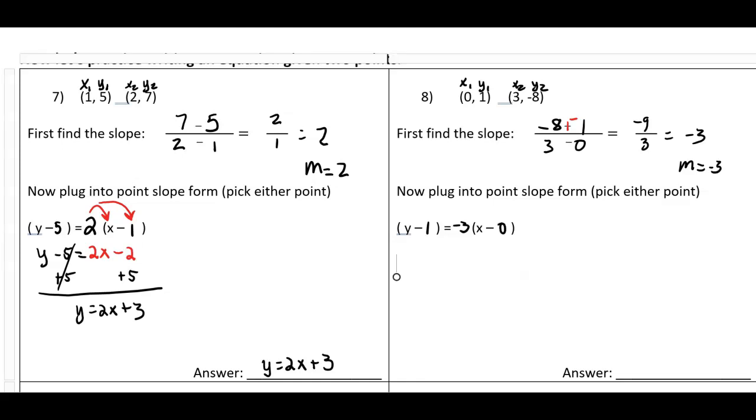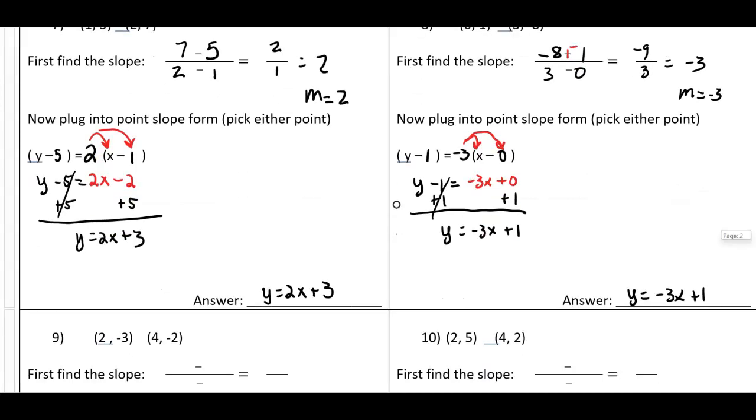So y minus 1 is equal to negative 3 times x, which is negative 3x. Negative 3 times 0 is 0. So I would just go ahead and say plus 1 to both sides. So we get y is equal to negative 3x plus 1. I have a slope-intercept equation where my y-intercept is 1, and then I'm going down 3 and right 1, or up 3 and left 1.